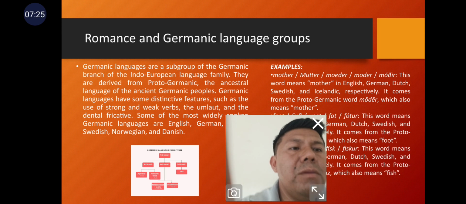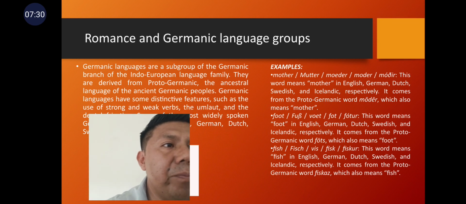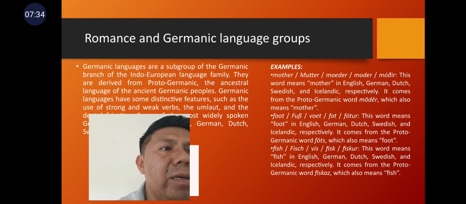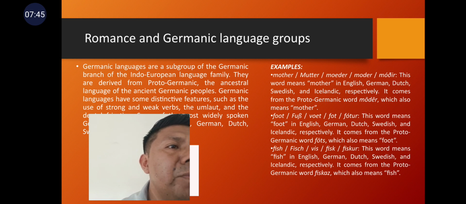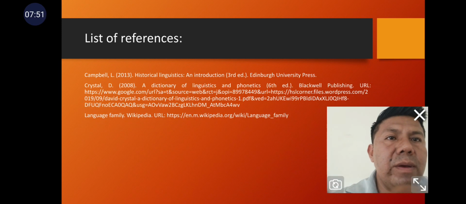To compare some examples, we have this one. In English we have the word mother. The same word in Dutch is moeder, in Swedish is mor, and in Icelandic is móðir. And so on. Okay, let's continue with my presentation.